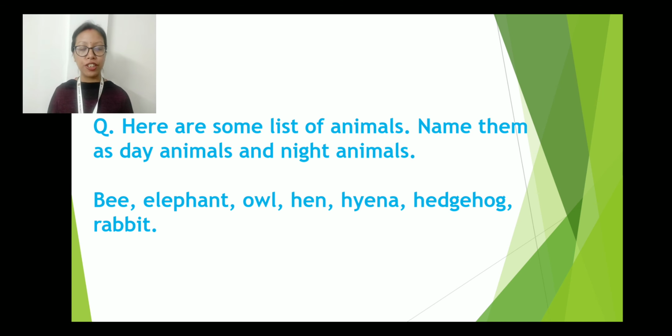Now here I have two questions for you, which I have selected. The first one is, here is a list of animals. Name them as day animals and night animals. So here we have some animals I have given. You have to find out which are the day animals and which are the night animals, and then mention it. Suppose bees are found during the daytime. They come out during the daytime. So for bee you have to write day animal. Then elephant, owl, hen, hyena, hedgehog, and rabbit. So you have to list these. You have to mention whether they are day or night animals.